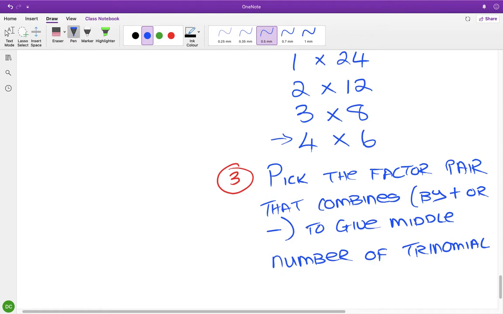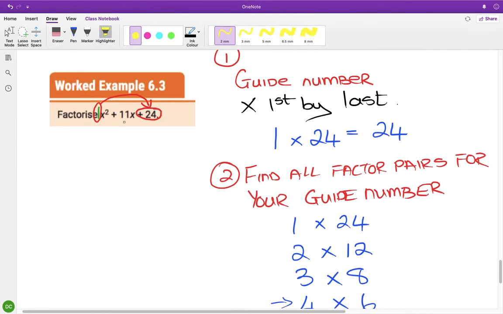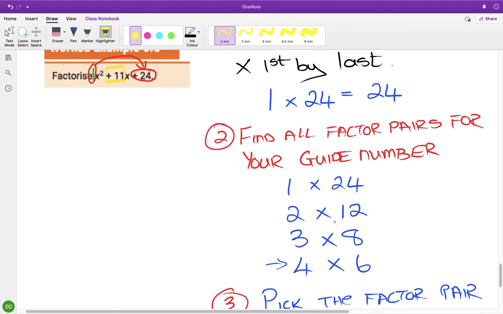So you pick the factor pair that combines to give the middle number of the trinomial. Right, so let's go back. Middle number of the trinomial here is plus 11. So you can add or subtract these, and we're trying to get plus 11. Now you'll do most of this in your head going forward. So 1 and 24, if I add them, I get 25, which is not 11. And if I subtract them, I get 23, which is not 11. So that one's not going to work.